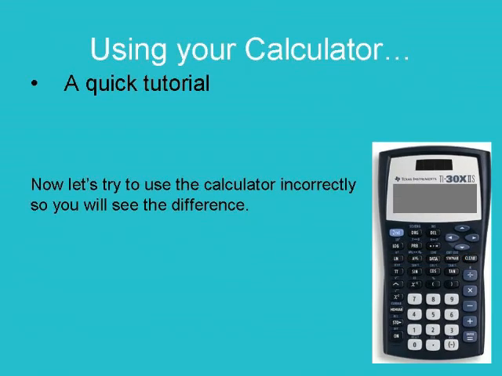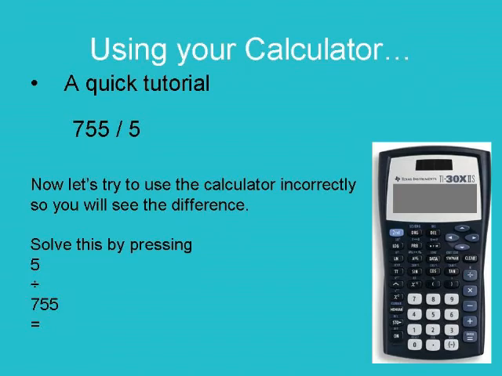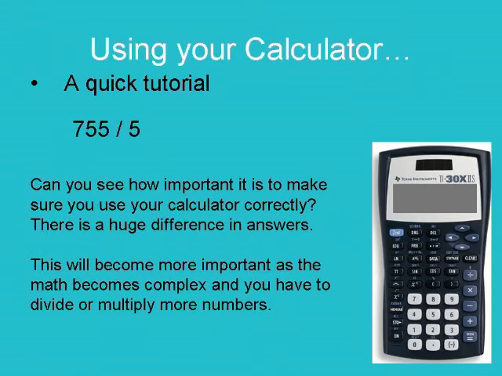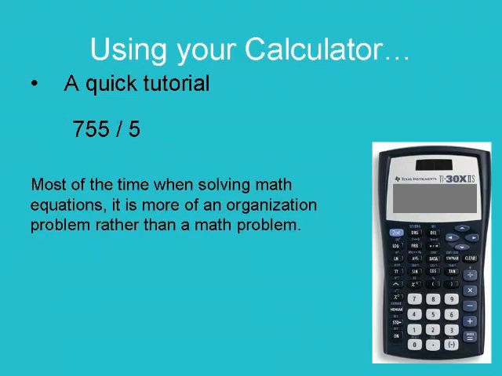Now let's try to use the calculator incorrectly so you can see the difference. 755 divided by 5 again. Solve this by pressing 5 divided by 755 and the equal sign. Did you get 0.0067? Can you see how important it is to make sure you use your calculator correctly? There is a huge difference in answers. This will become more important as the math becomes more complex and you have to divide or multiply more numbers.